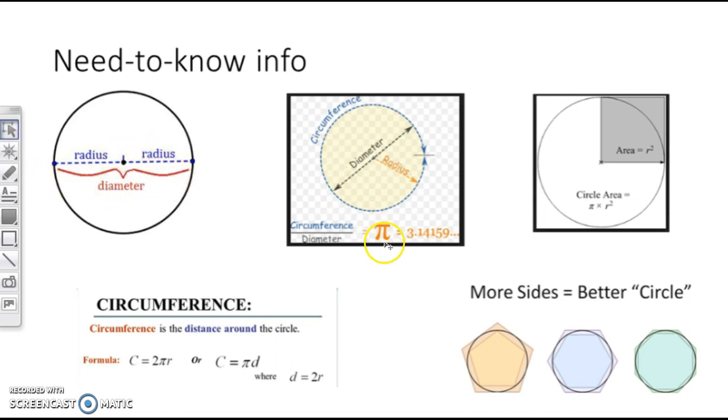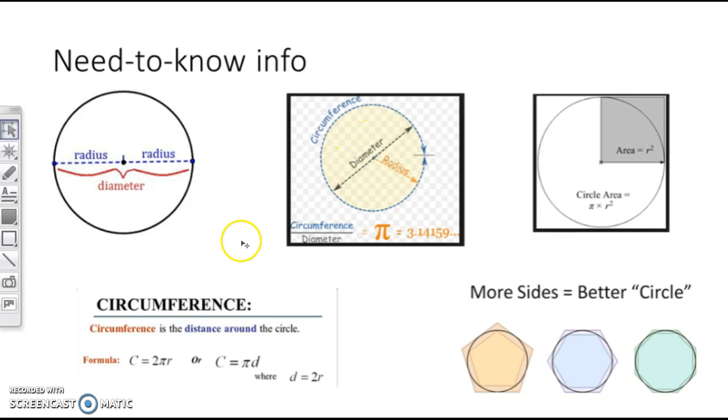Alright, we also need to know what pi is. Pi is an irrational number. It goes on forever and ever. It doesn't end. It doesn't repeat. But we usually approximate it as 3.14. The way you find pi is you take the circumference. The circumference is the distance all the way around the circle. So you can measure that distance all the way around the circle and then divide it by the diameter, and that would give you pi.